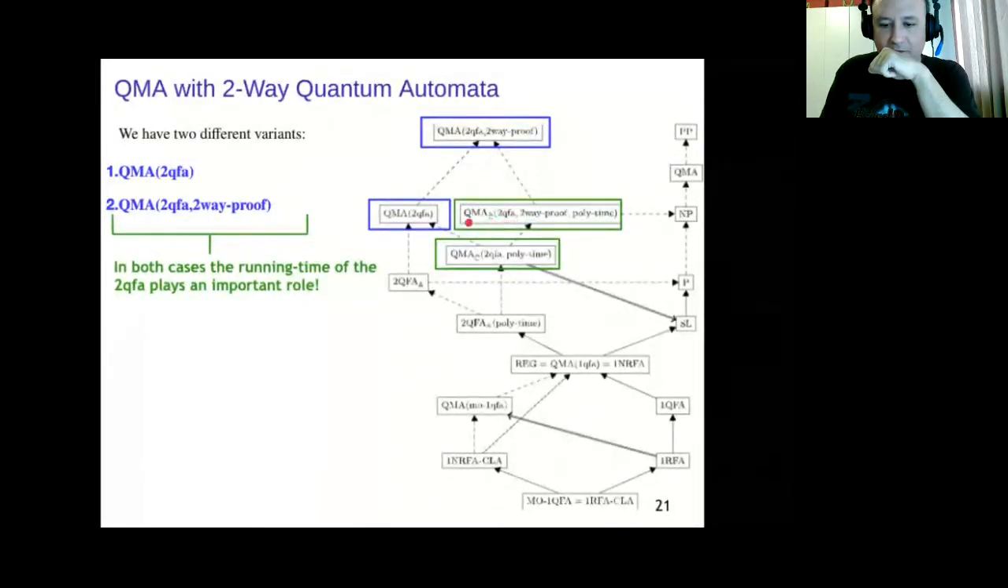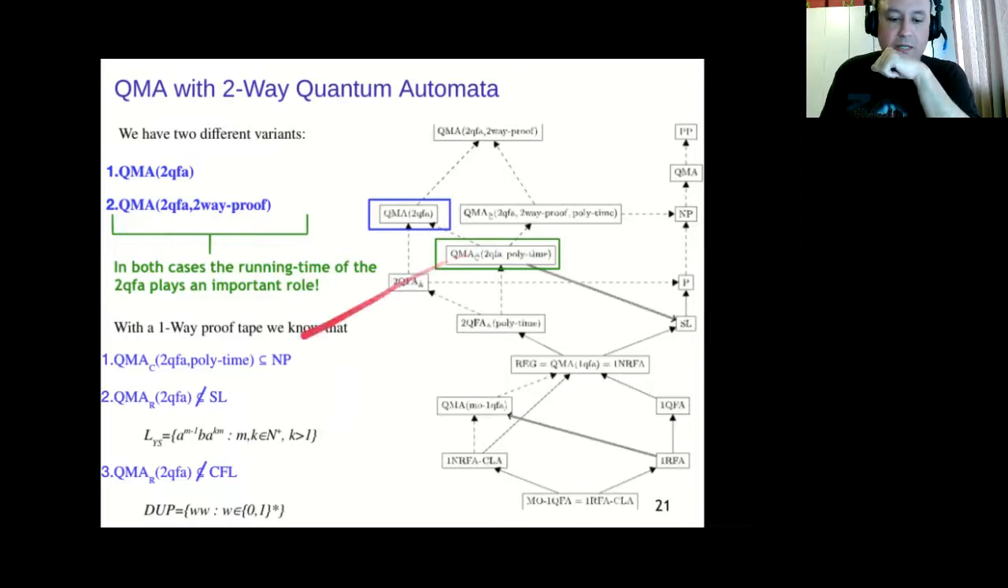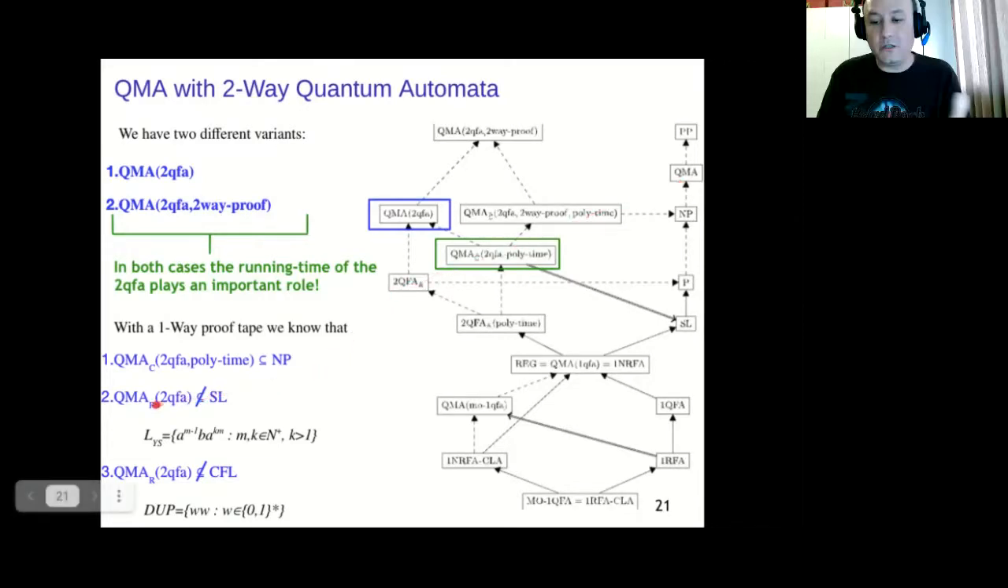So here we have a QMA protocol with a 2QFA verifier, and we have a two-way proof and bounded polynomial time. So we can add all these restrictions to the verifier and obtain new complexity classes, right? And we can actually show, for example, that with a 2QFA verifier running in polynomial time, the class is included in MP, while the well-known QMA class with a polynomial time verifier is, we believe, bigger than MP, right? And there are some languages that we can recognize with these protocols, for example, some stochastic languages. So this class is strictly larger than the stochastic languages.